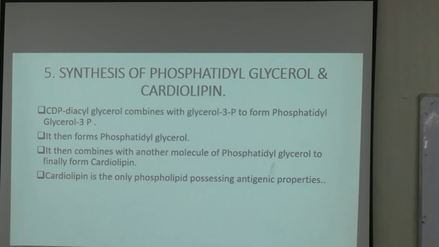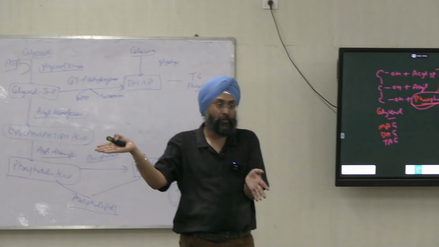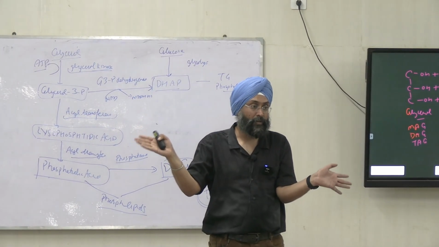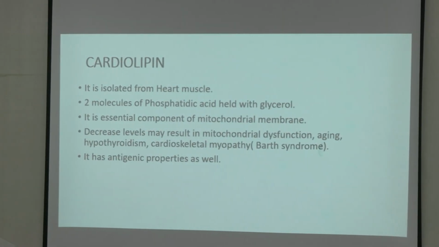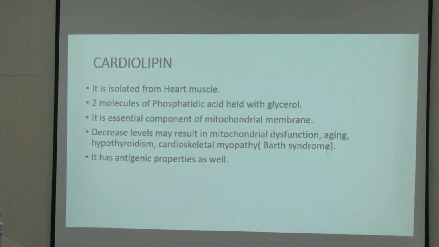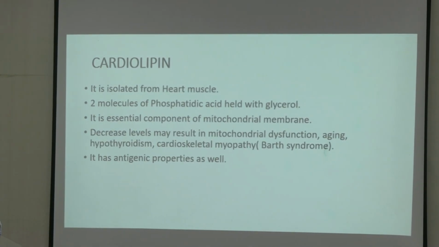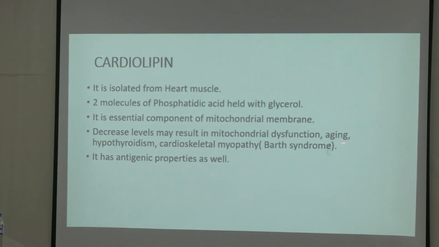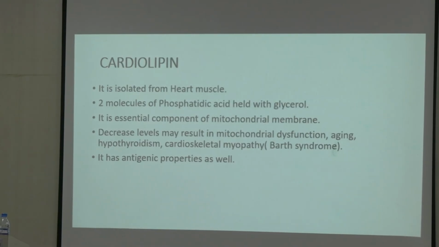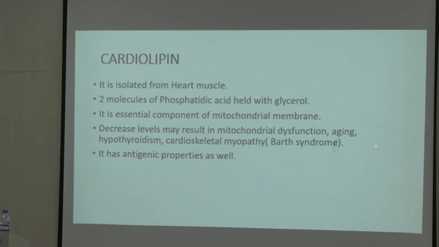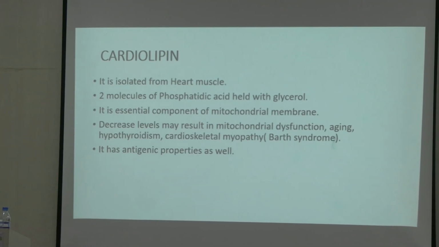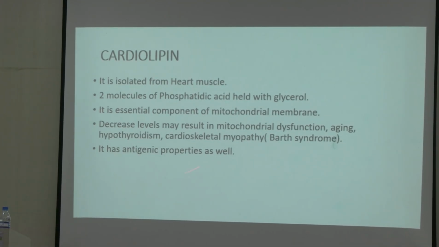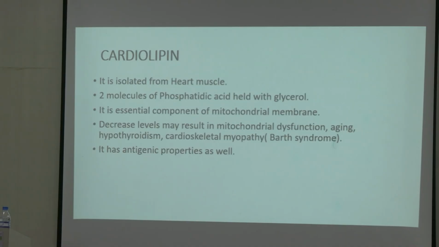Then cardiolipin. We have glycerol in the center, and on C1 we have one phosphatidic acid, and on C3 we have another phosphatidic acid, which becomes our cardiolipin. What's the function? It was first isolated from heart muscle, and it has two molecules of phosphatidic acid held with glycerol. It is an essential component of the mitochondrial membrane, and its decreased level results in mitochondrial dysfunction, aging, hypothyroidism, and cardioskeletal myopathy, also known as Barth syndrome, right? And it has good antigenic properties as well, right?